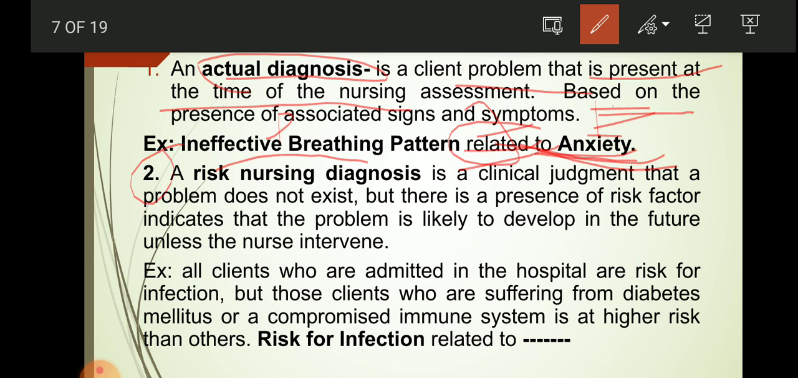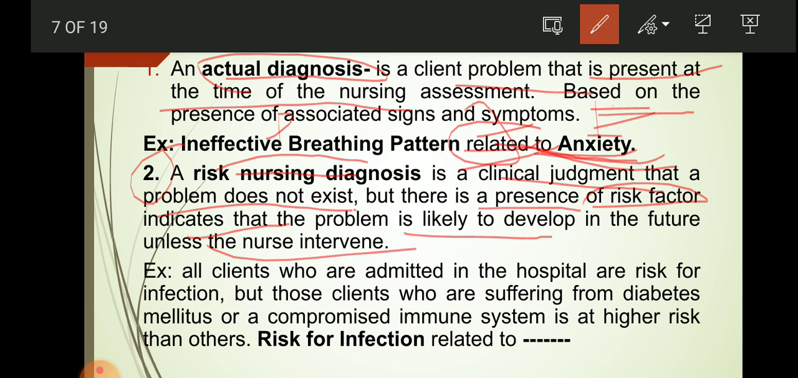The second one would be a risk diagnosis or risk nursing diagnosis. It's a clinical judgment. A problem does not exist. Remember, the problem does not exist, but there is a presence already of risk factor that indicates that the problem is likely to develop in the future unless the nurse intervene. So, unsay example nato ana? The best example would be katong patient. Immobility, di siya kaliok-liok, di ba? It's because he is in coma or bedridden for so many years.